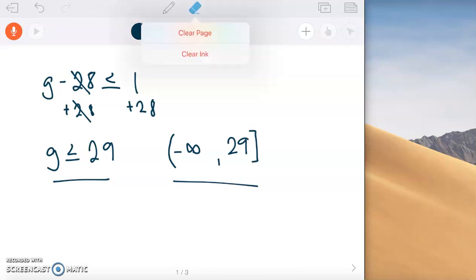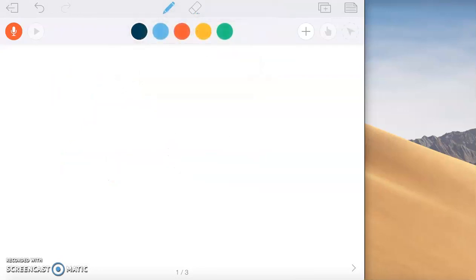Okay, clear page, here we go. We have solve the inequality and then also again write it in interval notation. So we have y minus 26 is less than or equal to negative 31. Again, there we have that less than or equal to, so it's going to have an inclusive square bracket. So we're going to add 26 to both sides.